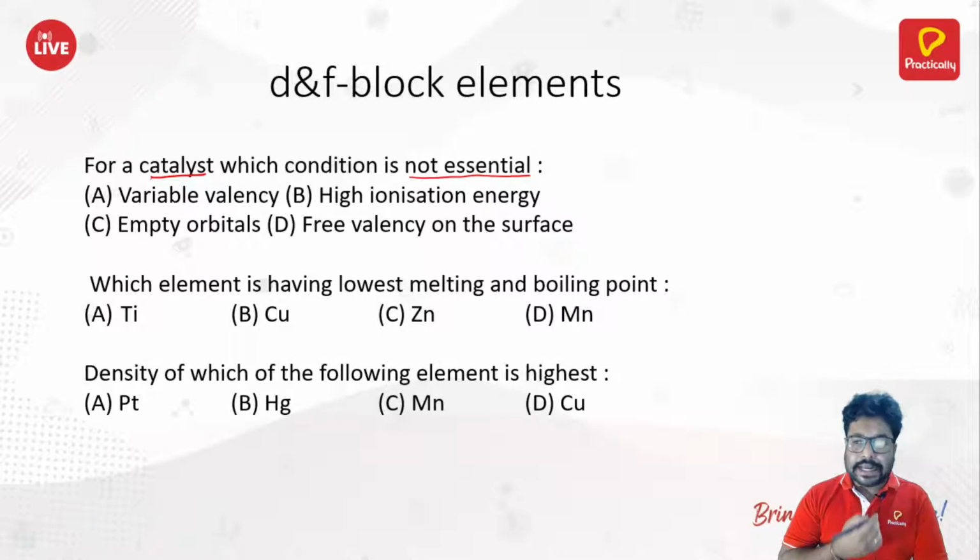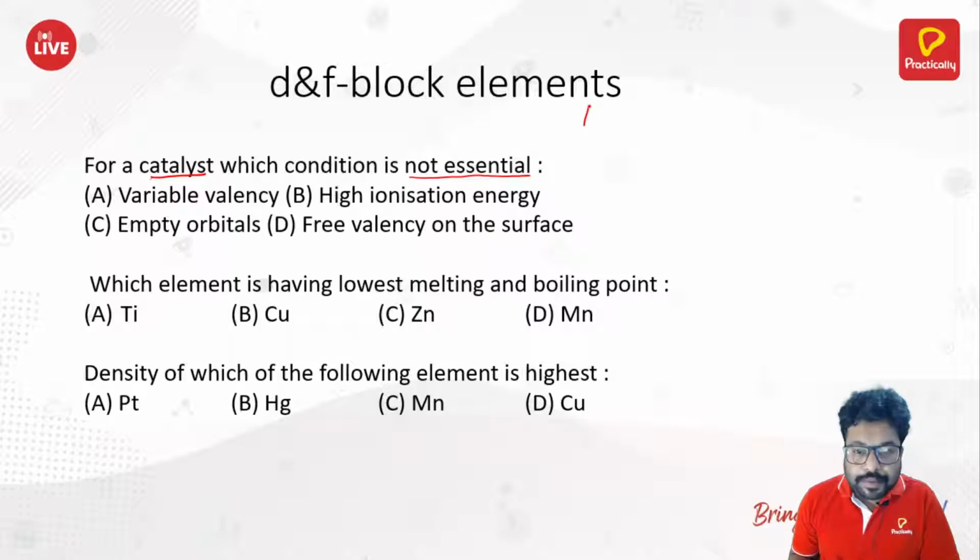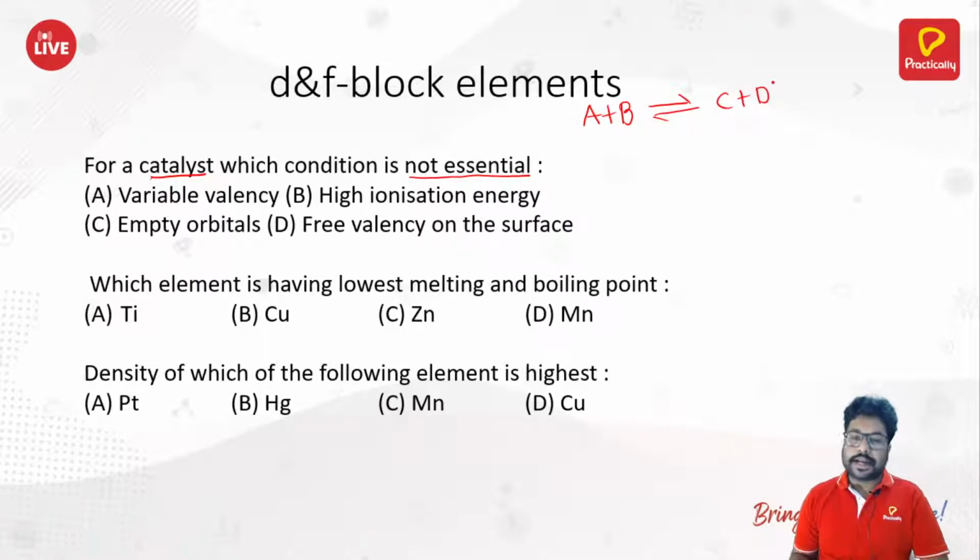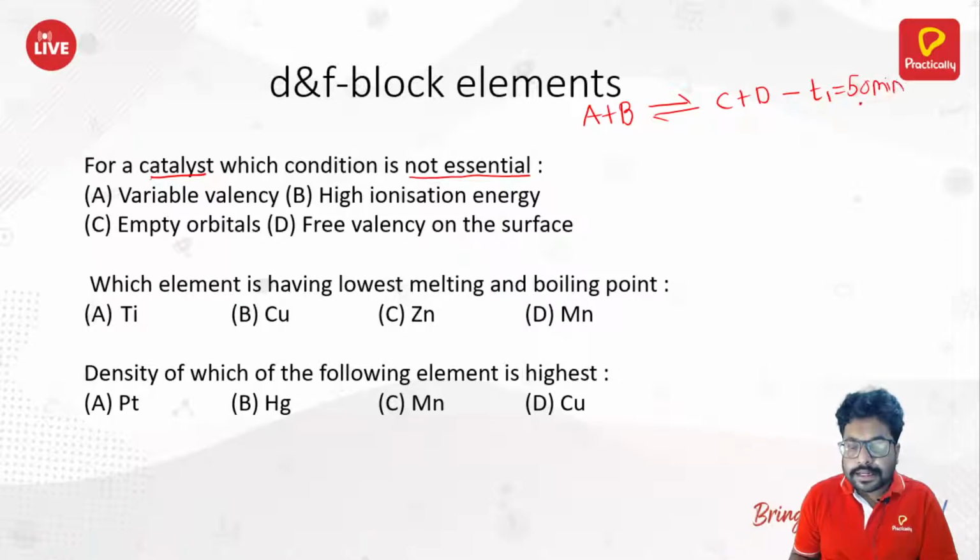Now let me tell you how a catalyst actually behaves. Suppose you are performing a reaction A plus B, which gives you C plus D. That is your normal reaction. This reaction is without a catalyst, and suppose without a catalyst it takes around 50 minutes to happen.